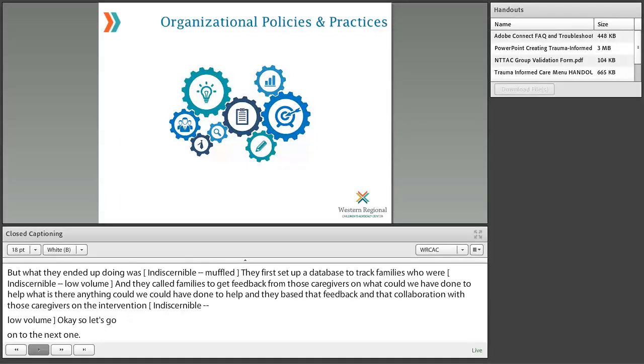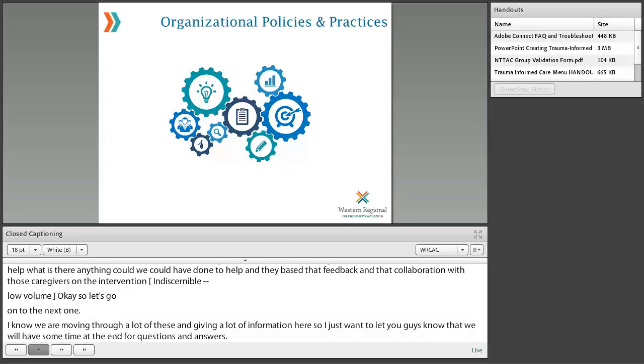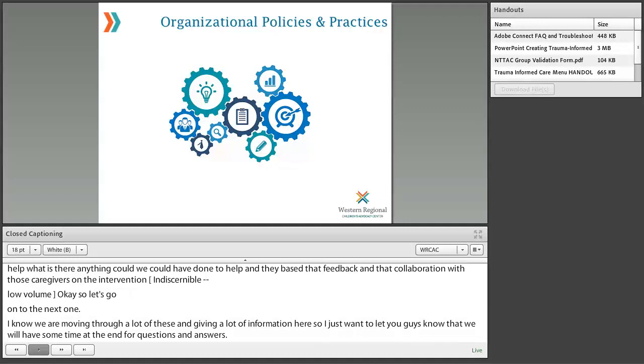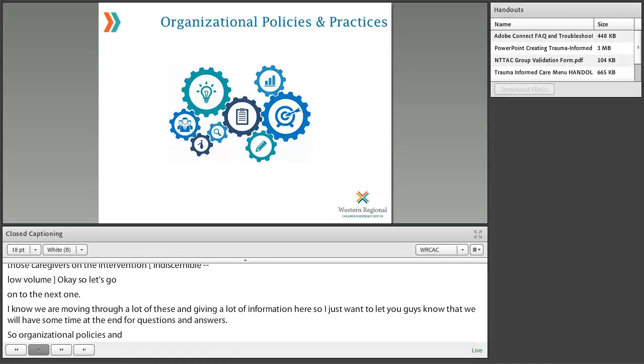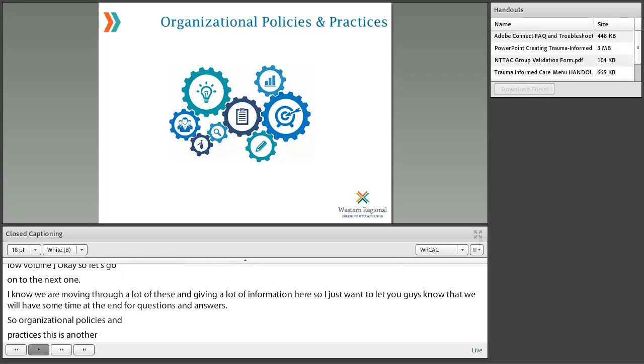Okay, so organizational policies and practices. This is another key element of a trauma-informed system. This one is really critical, not just to creating that trauma-informed change, but to really making that change stick, to really having change that's sustainable over time. So what are we talking about here? We're talking about things like, for practices and policies, all new hires will receive training on trauma and STS.